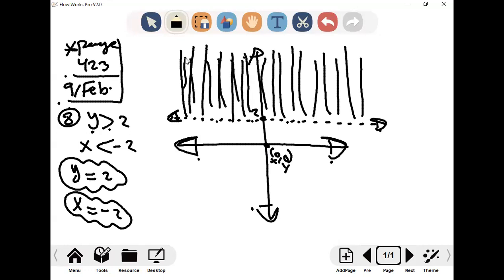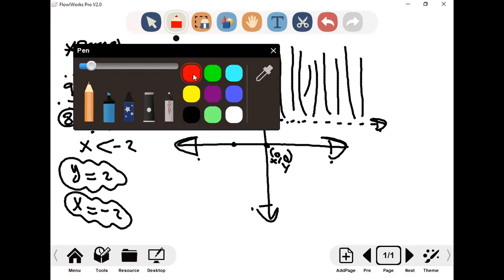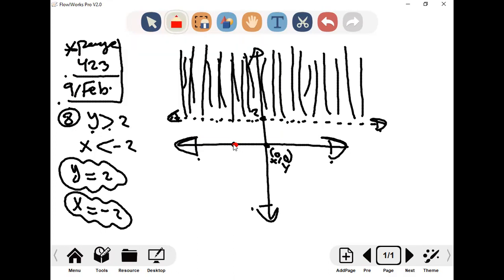But I will use red color for the second one. x less than negative 2, x equal negative 2. This is the negative 2 at x, right? So we'll go to the negative 2. Do we have equal sign here? No. So the line will be what? Discrete also.